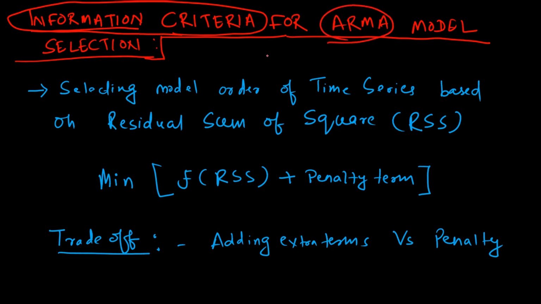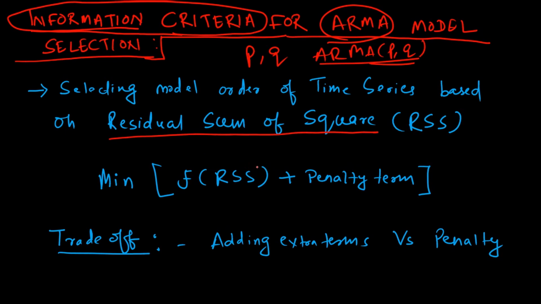So what are the orders we're talking about? The P and the Q, right? ARMA has two orders, P and Q. So how do we choose the optimal P and Q for a given data set? The information criteria selection of the optimal ARMA model is based on the residual sum of square. We use this metric to find out which combination of P and Q is optimal for a given data set.